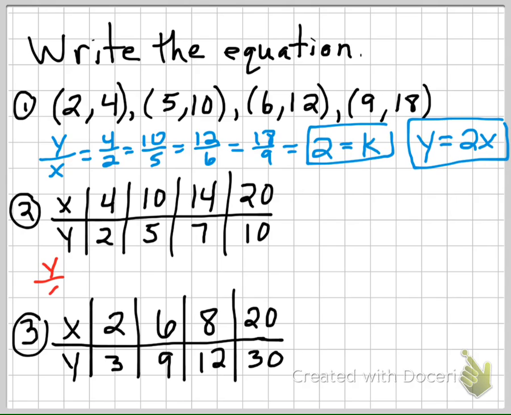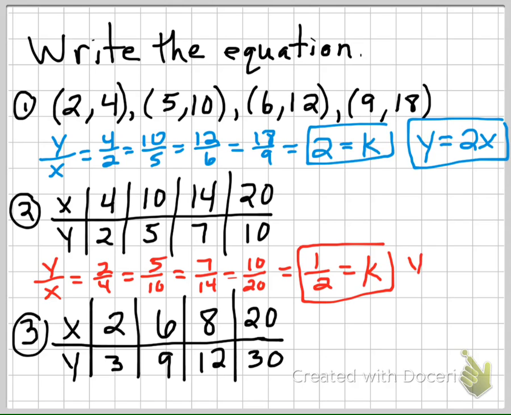For number 2, again, I do the same thing. It's just in a table form this time. So I put y over x. It doesn't matter that x is larger than y. You don't put the larger number on top. You put y on top. When I put all of those down, I see all of those equal 1/2. So that means k is 1/2. So y equals 1/2 x.